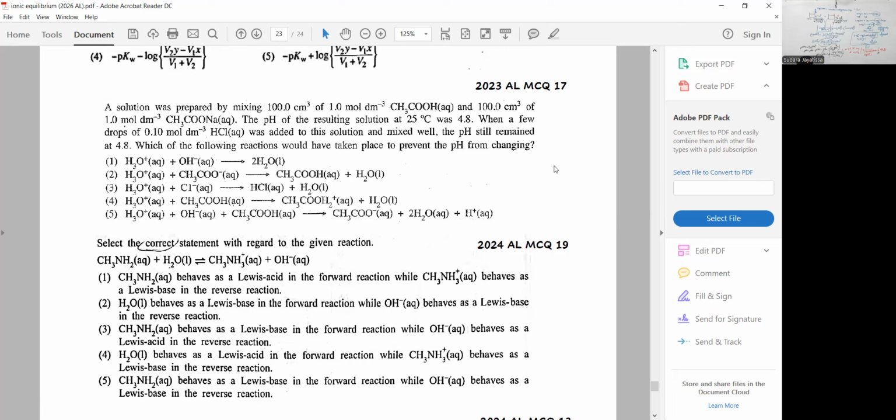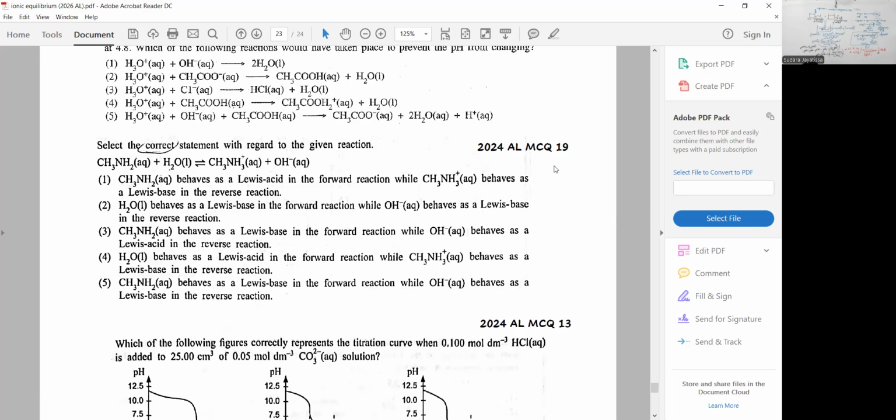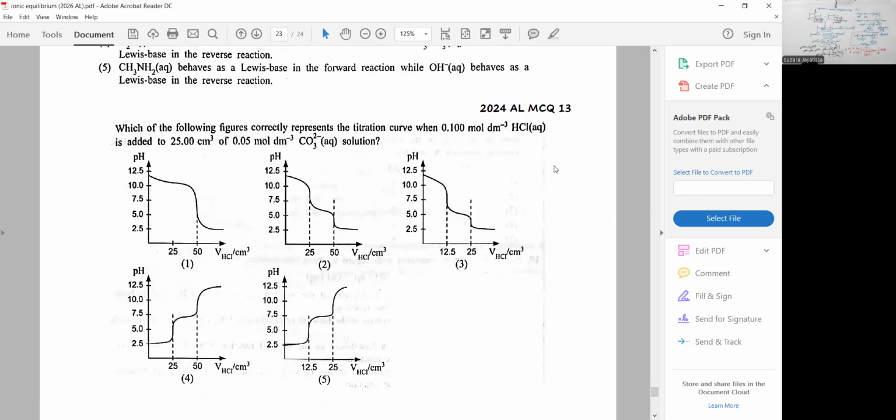That 2023 level question is really, and the 2024 level, that next question, the one we did earlier. What was the answer for this question? About the polybasic acid, polyacidic base titration. Answer was answer 2. You can easily take the answer by looking at the equivalence point. So that's what I want to show you today. All the questions are done, I think.